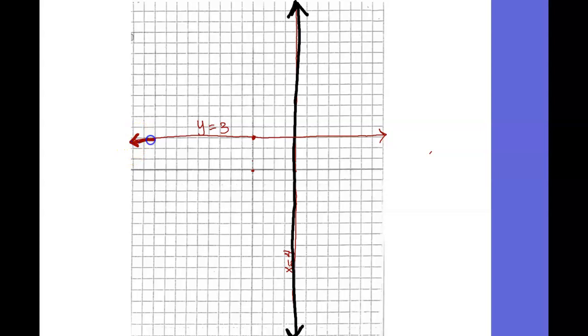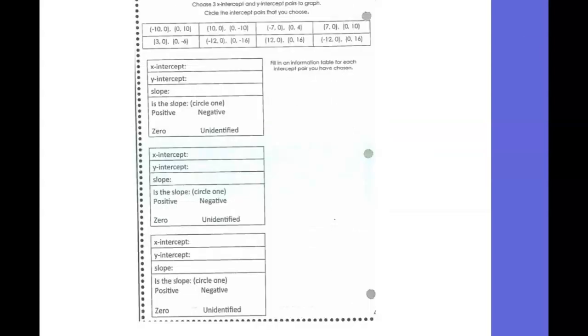So at the end of this, whoops, I was going to do it in black, but oh well. Okay, at the end of this, with the 2 columns, you should have 6 lines. You should have 3 vertical and 3 horizontal.